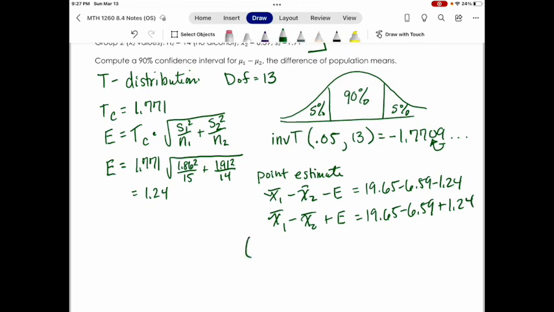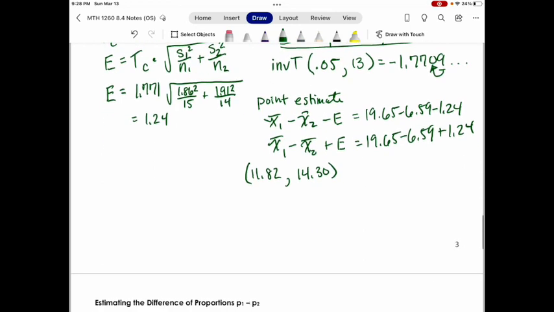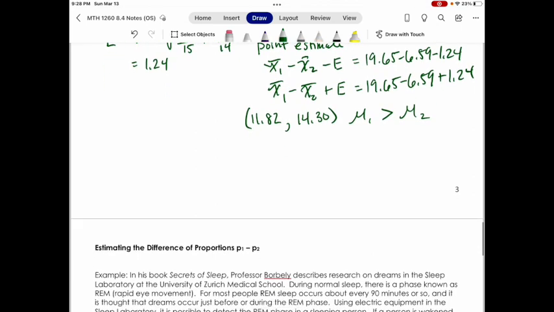When I do that, I'm going to get that my confidence interval is going to be for my lower bound 11.82 and my upper bound is going to be 14.30. So that means my mu1 minus my mu2 has to be positive, which means my mu1 is greater than my mu2.